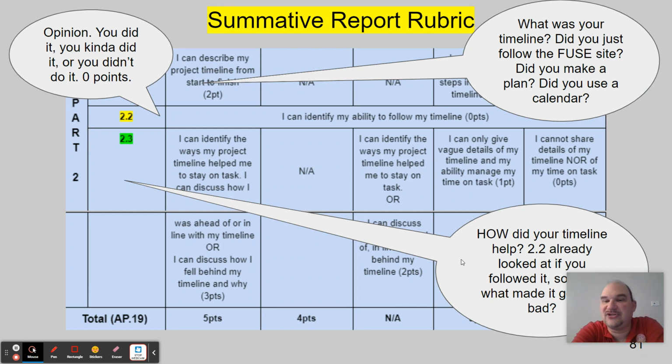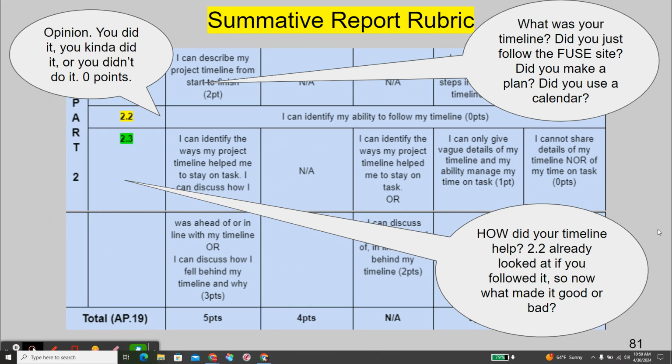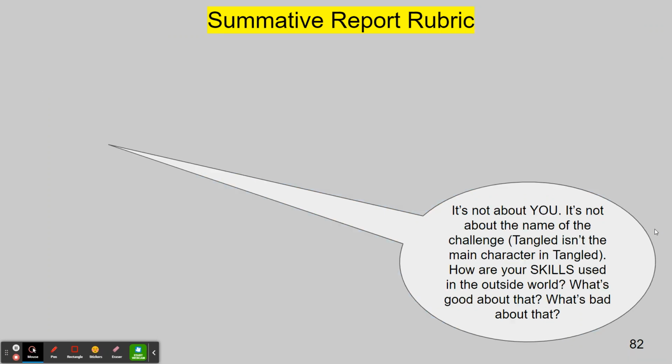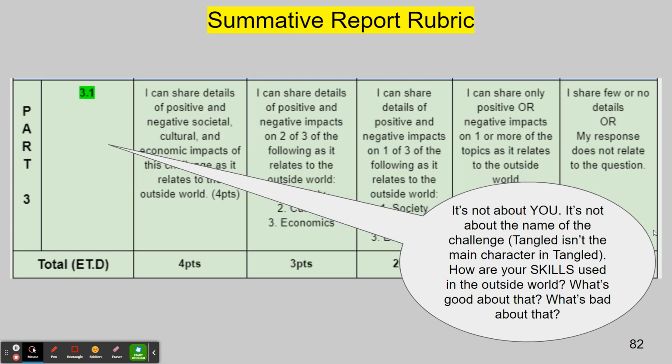2.1, what was your timeline? Did you follow the Fuse site? Did you make a plan? Did you use a calendar? How did you actually go ahead and manage your time for this particular challenge? If you did at all. 2.2, did you follow your timeline? Yes, no, maybe. Kind of an opinion thing there, but it leads into 2.3. How did your timeline help? 2.2 already looked at if you followed it. So now what made it good or bad? Okay, 3.1, it's not about you. It's not about the name of the challenge. Tangled is not the main character in Tangled. How are your skills used in the outside world? What's good about that? What's bad about that?